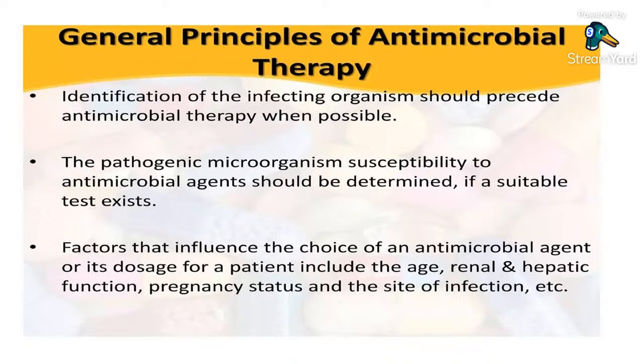General principles of antimicrobial therapy. There are different types of therapy; we will discuss them one by one. Identification of the infective organism should precede antimicrobial therapy when possible. Second, the susceptibility of the pathogenic microorganism to antimicrobial agents should be determined if a suitable test exists. Factors that influence the choice of antimicrobial agent and its dose for a patient include age, renal and hepatic function, pregnancy status, and the site of infection.